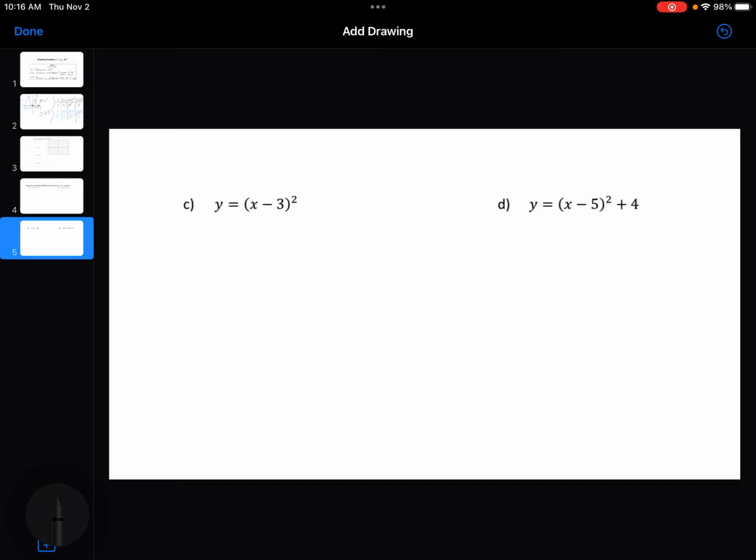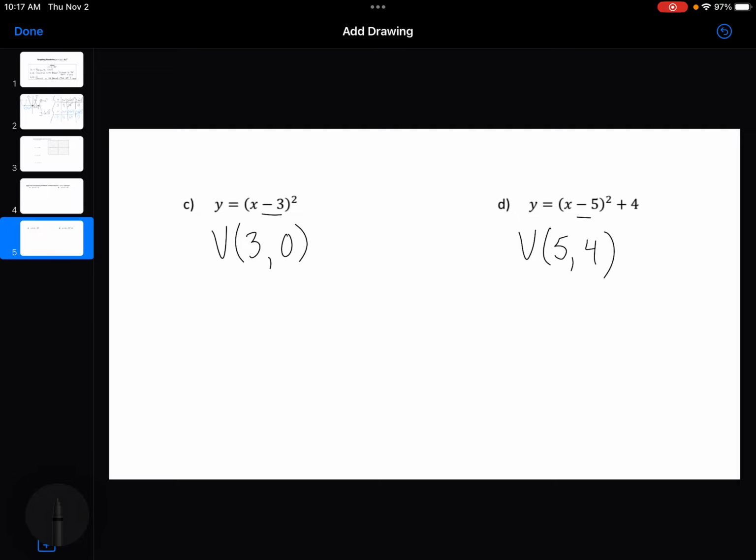Okay, we're also going to look at these ones. These ones we've now moved left and right and up and down for the second one. So for this one, our vertex, we've got -3, so that means we've moved +3. We haven't moved up or down. This one, we've got -5, so that's going to be a +5 and +4.